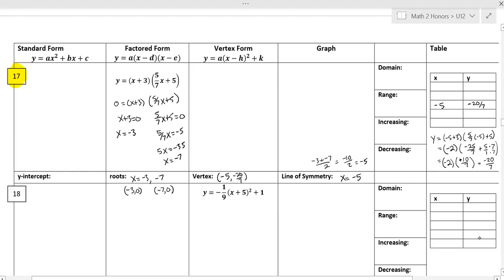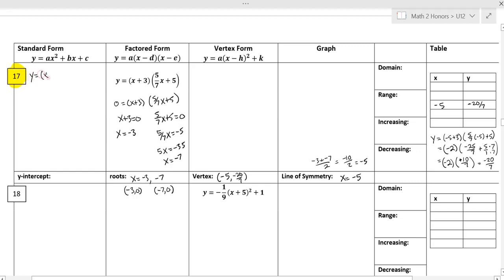So now we have our vertex here. For your vertex form, you need h and k. You also need a. Sometimes a is hidden in factored form, and in this factored form it is. So what I'm going to do is multiply out factored form to find standard form, because you can't hide a in standard form. So just multiply this out.